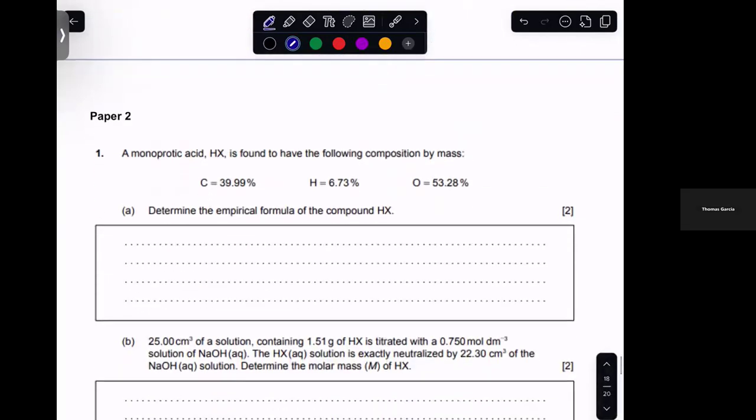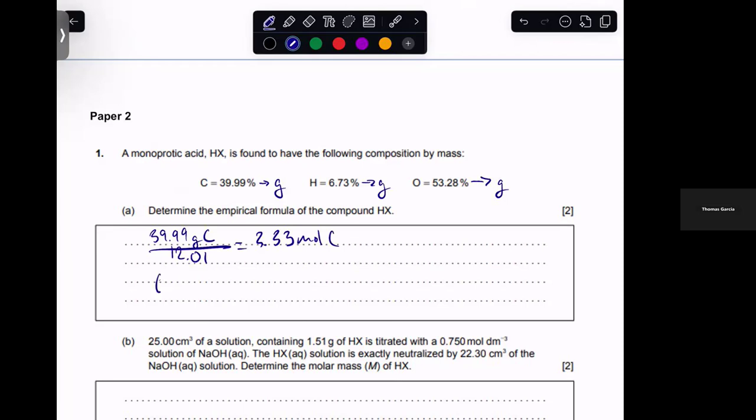All right, paper two, finally. A monoprotic acid, HX, is found to have the following composition by mass. Determine the empirical formula. All right, so for this one, we're going to take 39.99 grams carbon. We'll divide it by 12.01. So I'm just going to assume these are gram values because that's how you do empirical. Assume 100 grams. And you get 3.33 mole carbon.